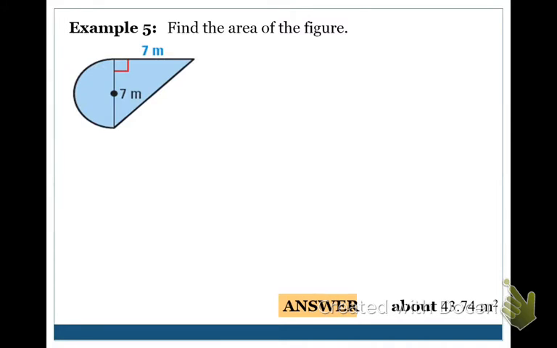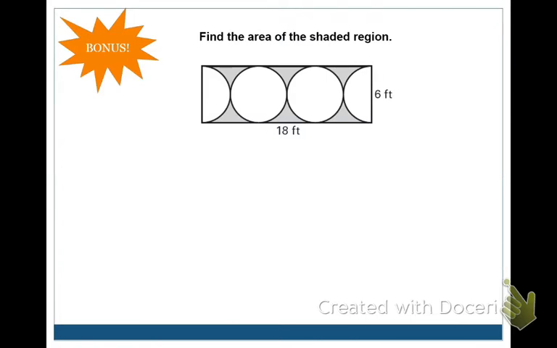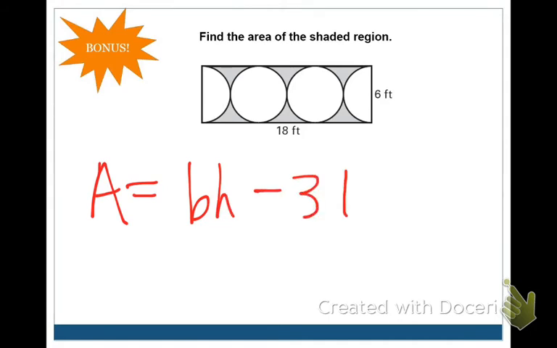All right, one more here. Find the area of the shaded region. Without the shading, the region is what shape? Without the circles, it's a rectangle. So how many circles do we have in there? 3. So the area equals the area of the rectangle, base times height, minus 3 pi r squared. And then you'd plug in. All right? Any questions? Okay.